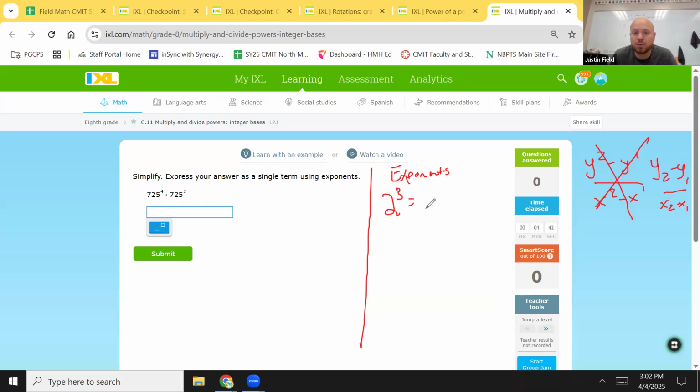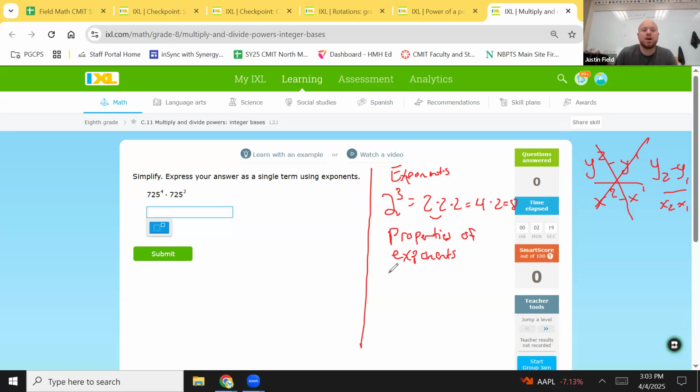2 to the third power would not be 6. It's 2 times 2 times 2. 2 times 2 is 4, times 2 is 8. So an exponent is repeated multiplication. We have properties of exponents, which we're going to talk about, because you can multiply terms, you can divide terms, you can take terms with an exponent and raise it to another exponent. And those are properties of exponents.